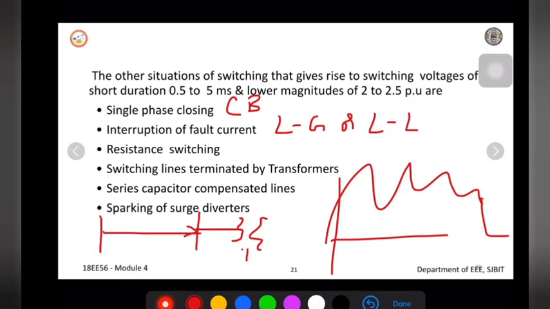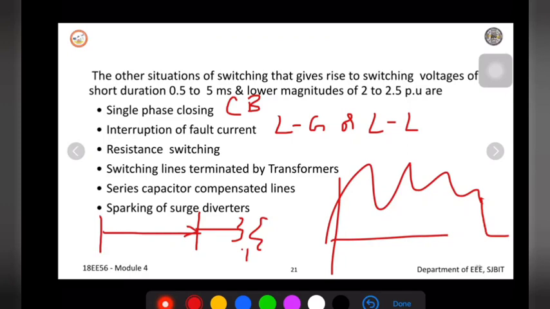And series capacitor compensated lines. We make use of a capacitor to compensate the line for reactive power compensation to improve the power factor, right? In that case, we make use of this. In that case also, it may lead to the lower magnitude.